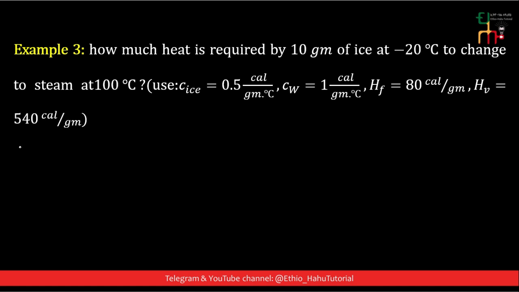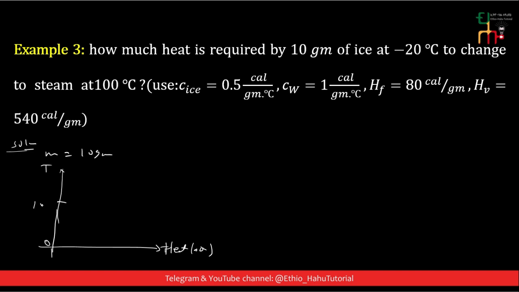To do this, M is 10 gram. First, let's draw the diagram. This axis is heat, delta Q, and this one is temperature. This is 0 degrees Celsius. This is 100 degrees Celsius. And the ice is at minus 20 degrees Celsius. This is minus 20 degrees Celsius.